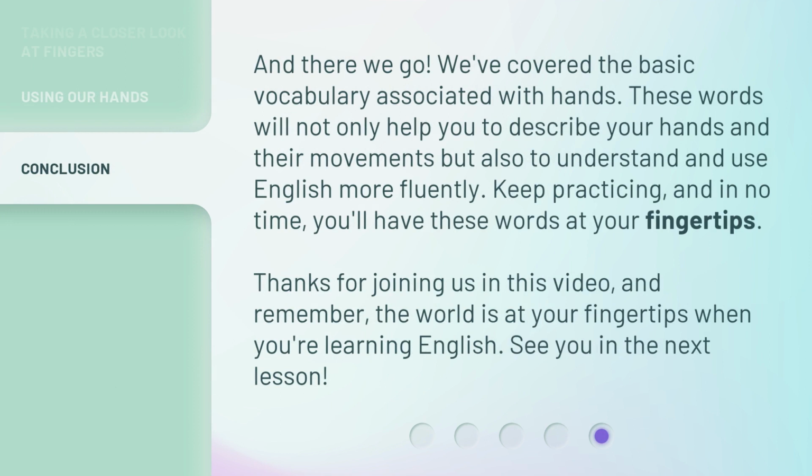And there we go. We've covered the basic vocabulary associated with hands. These words will not only help you to describe your hands and their movements, but also to understand and use English more fluently. Keep practicing, and in no time, you'll have these words at your fingertips.